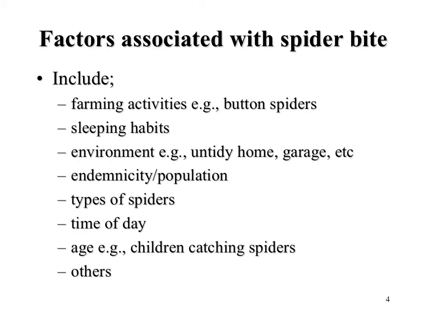Moving on, factors which are associated with spider bite. Just like you saw for scorpion sting and snake bite, farming activities are also quite important because, for instance, the button spiders, especially the black widow spiders, would be veld spiders found out in the fields. That's where people would probably either carry them from the fields into the homes where bites will occur, or bites can actually occur out there.